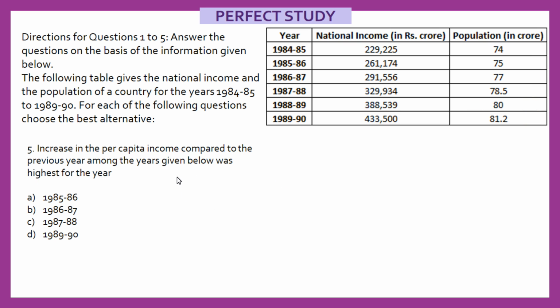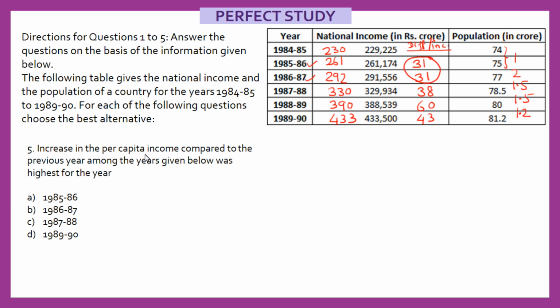Let's move ahead. Increase in the per capita income compared to the previous year, among the years given below, was highest for which year? So let me bring that particular data here. Now the question is, increase in per capita income was highest for which year? Earlier we found out that the increase in per capita income is highest in this particular year, 1988-89. The increase is highest compared to the increase in the base. The base is not increasing by that much.